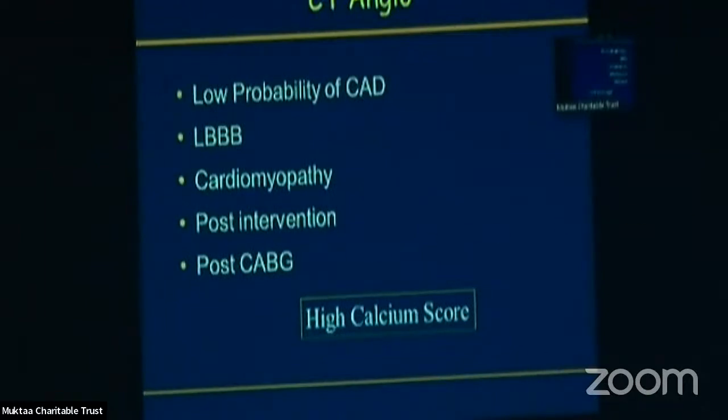Maybe hypertrophic or dilated or ischemic cardiomyopathy we can do. Not in ischemic, rarely in ischemic. If you are suspecting DCM, we can do CT angiography. Post intervention, post stenting, that is how the stents are working, we can do CT, and in post CABG patients we can do CT. But the drawback of CT is a high calcium score.